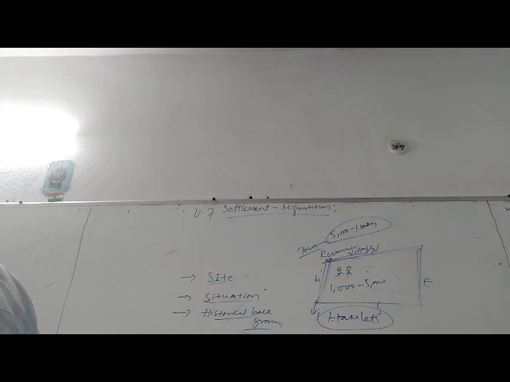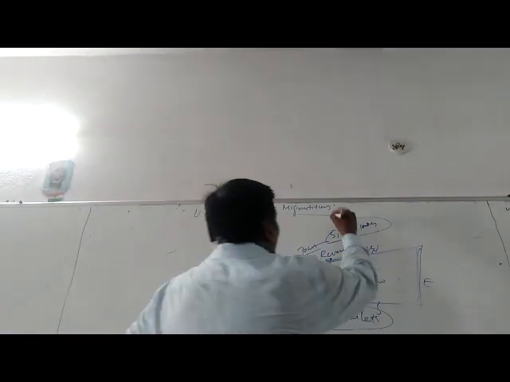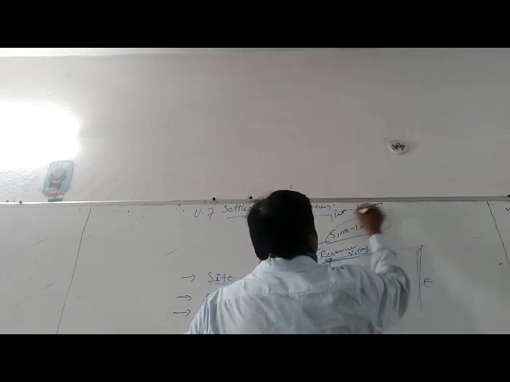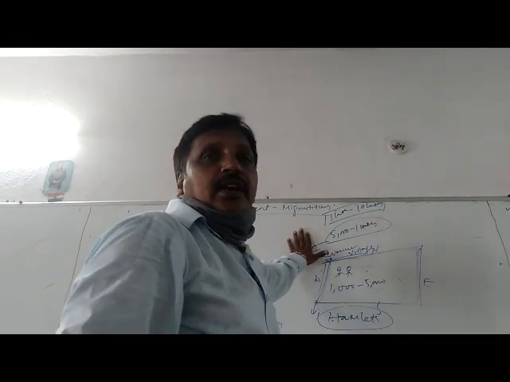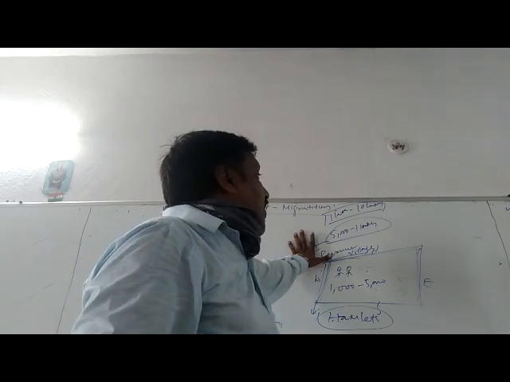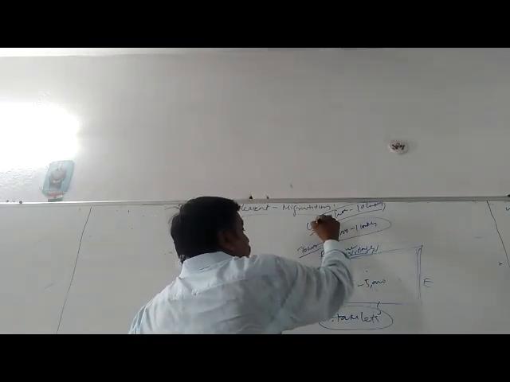Yeah, city. What is city? 1 lakh to 10 lakhs, 1 million. The population existing between 1 lakh to 10 lakhs in a particular area with urban facilities is called a city. After town, it is city.